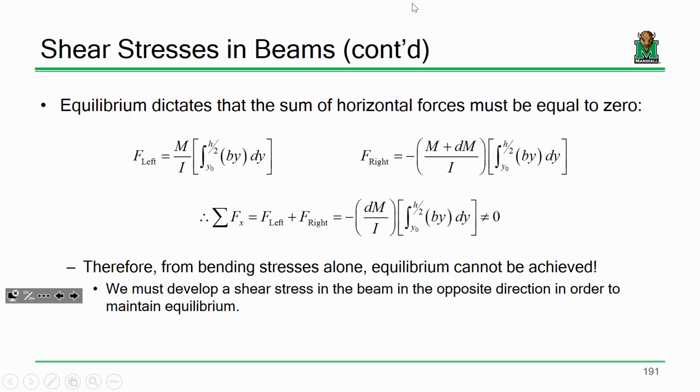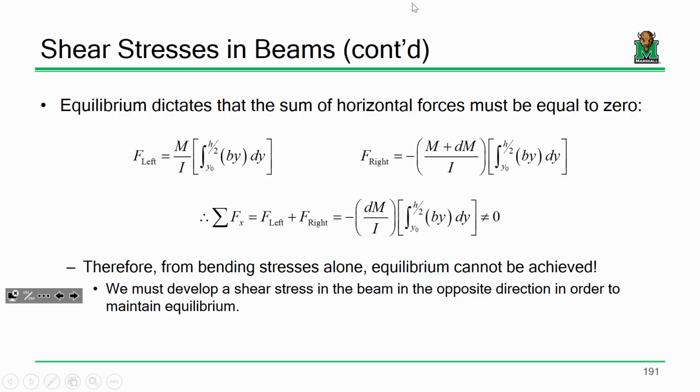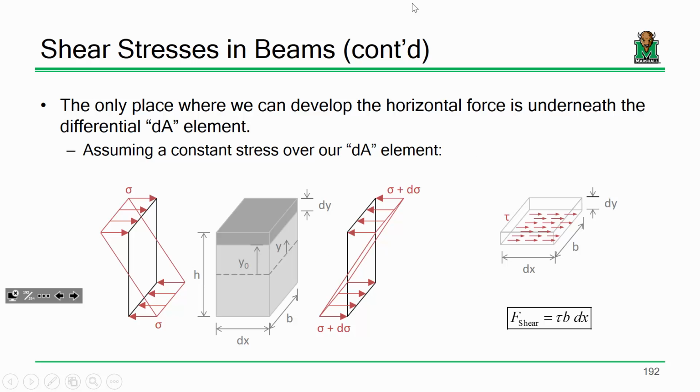I go back to the example with the notebook. If I bend that notebook, what happens? We get shears developing. Right? There's nowhere else on this beam that we can develop stresses. It's being loaded here and here. There's nothing going on the front and back. There's nothing going on the top and bottom. The only place that I can develop stresses is inside.